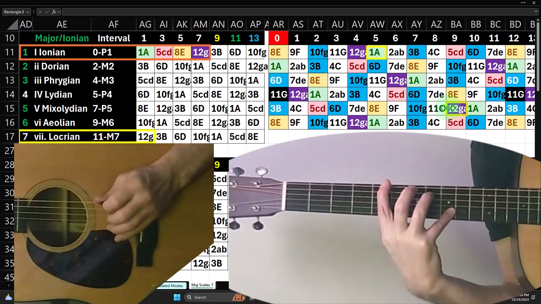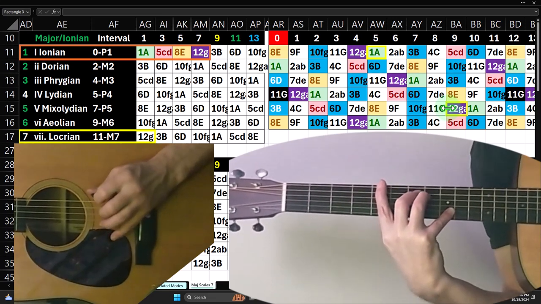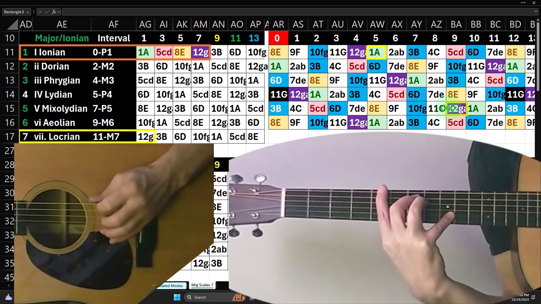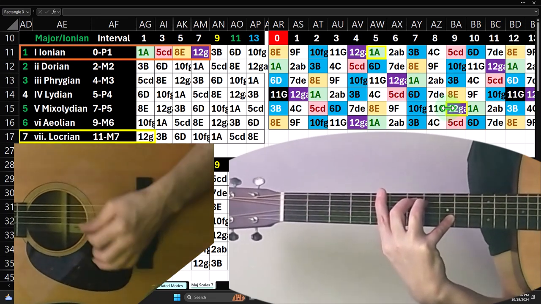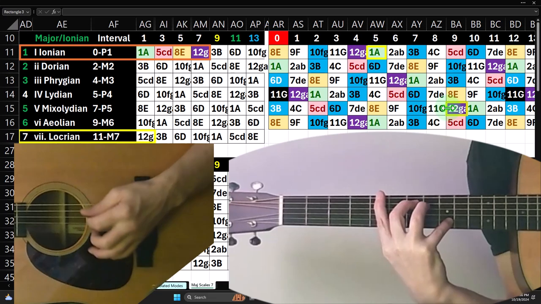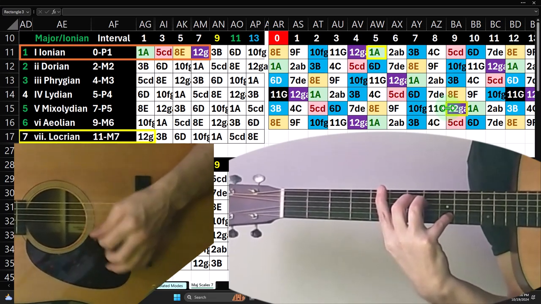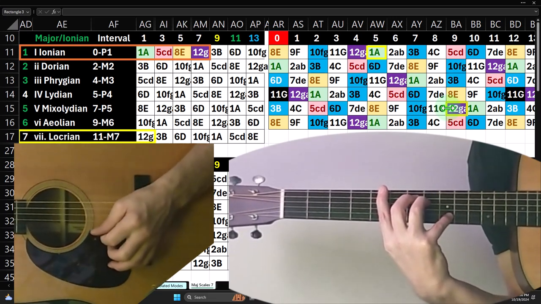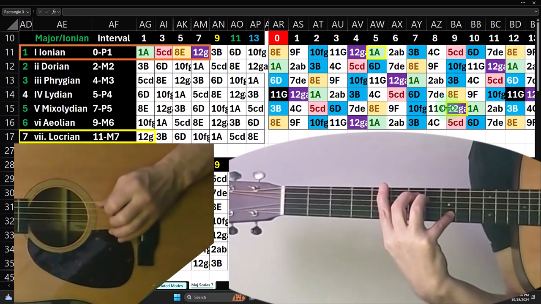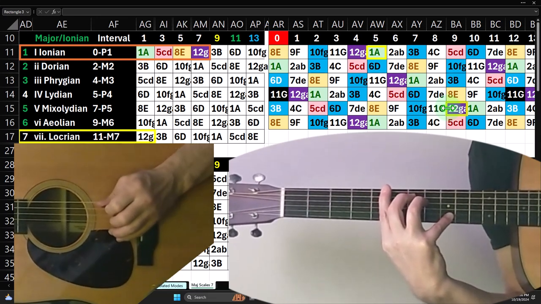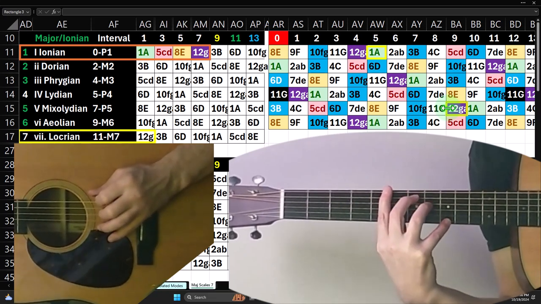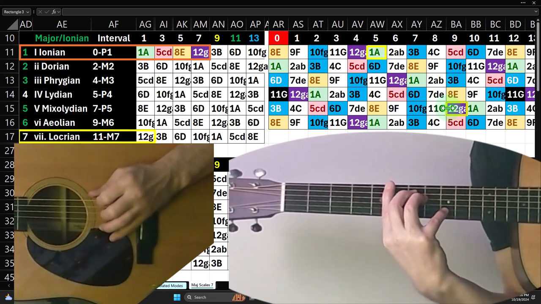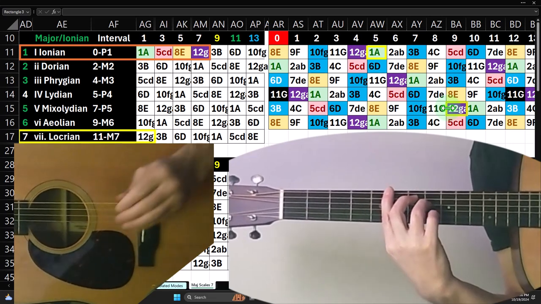So is there anything else? I can grab the 5th with that. Could I get a 5th with that? And then I could grab this one, be another root. That'd be tough. I'm not going to do that.